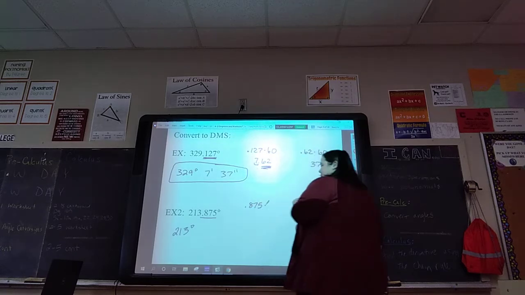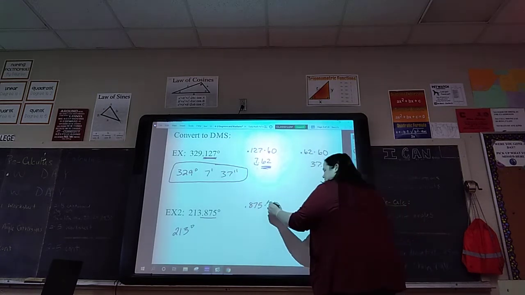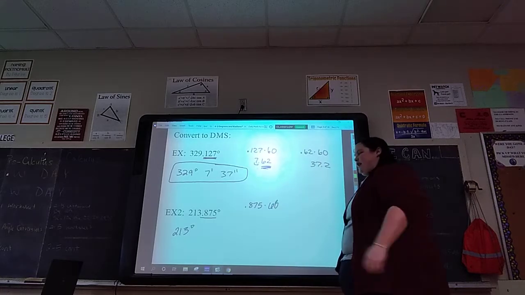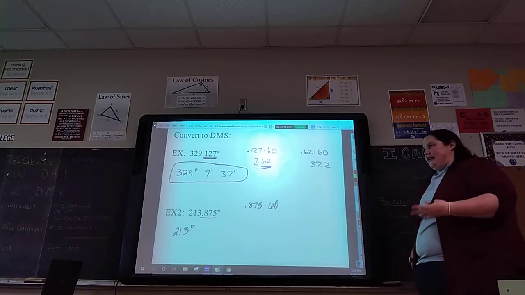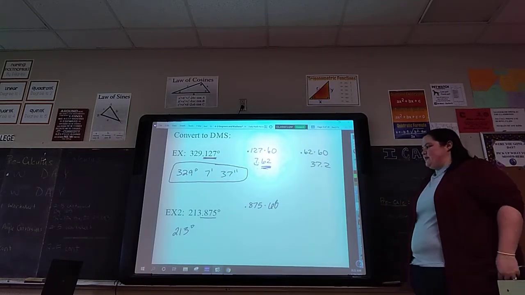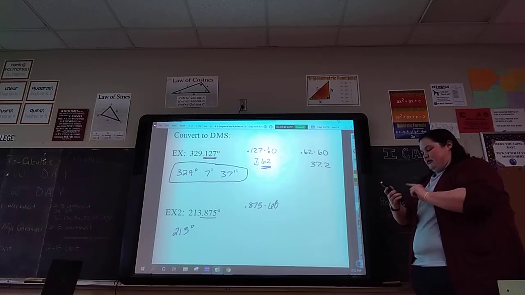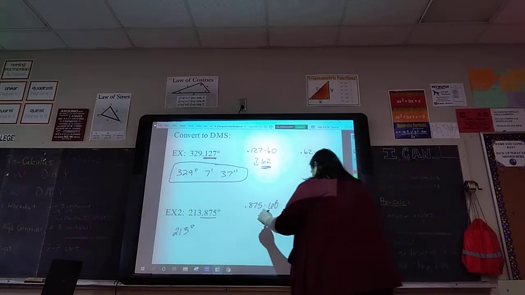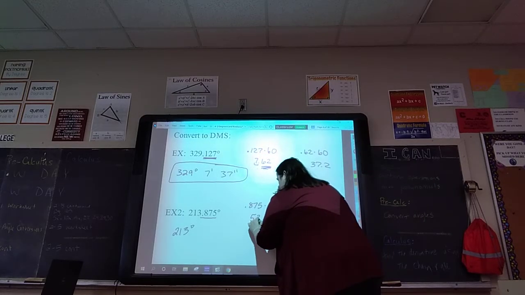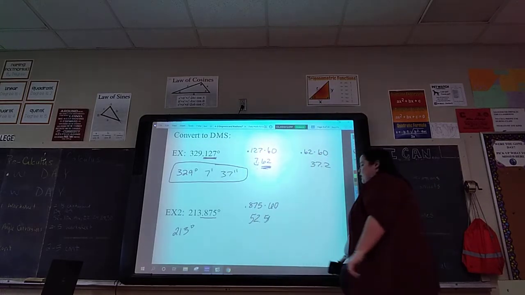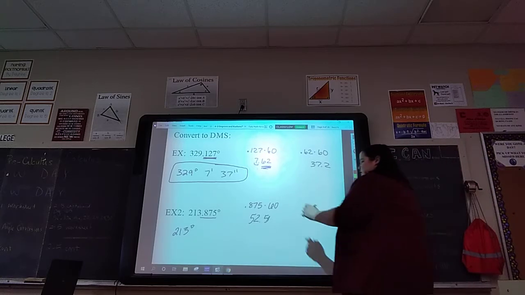What are we going to multiply it by? 60. Yep, because we have that 60 to 1 ratio. If we want to make that decimal bigger, we want to make it a whole number instead of the decimal. We're going to take 0.875 times 60, and that converts it into a minute. So I have 52.5. So that's now a minute.